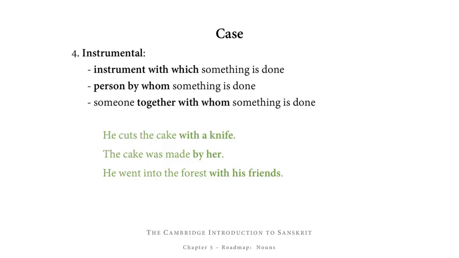And then finally, someone together with whom something is done. For example, he went into the forest with his friends. And here we can actually see that this same overlap of the two functions, instrument with which and person together with whom, exists in English and in Sanskrit. In English, we use the preposition with for both, and in Sanskrit, we would simply use the same instrumental case ending to express these two ideas.